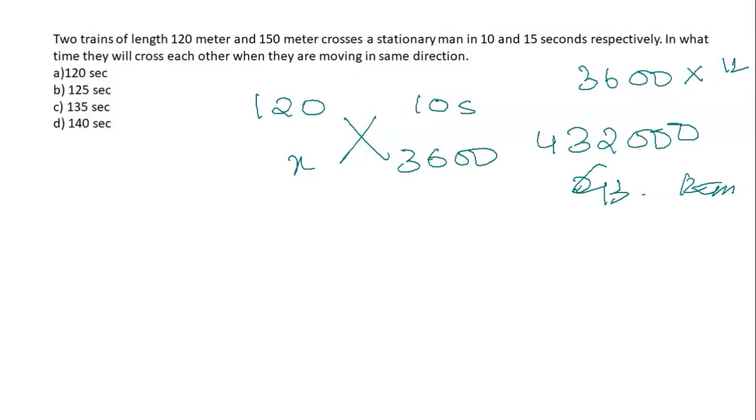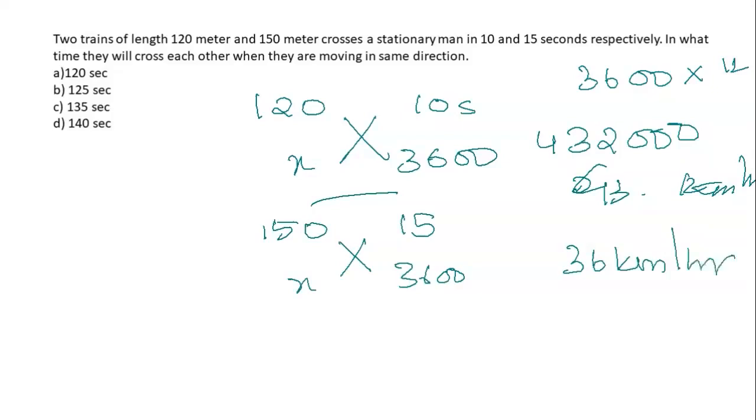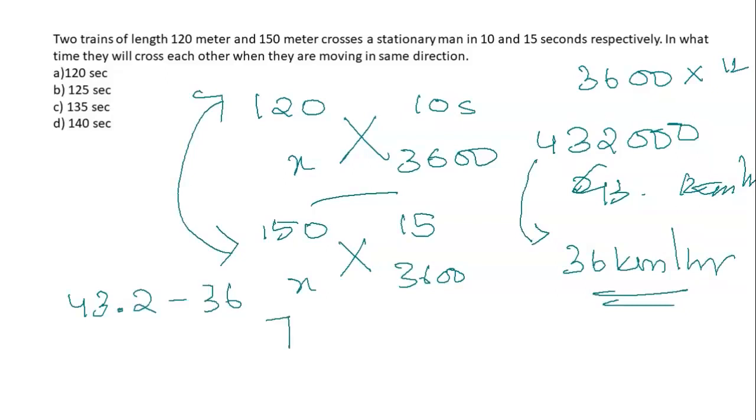The second one is 150 meters crossing the person in 15 seconds. So obviously for 3,600 seconds, it goes at 36 kilometers per hour, the second train. So to cross each other, the entire length of 270 meters has to be covered. If they're moving in the same direction, the difference between their speeds is 43.2 minus 36, which means 7.2 kilometers per hour. So 7,200 meters per 3,600 seconds.